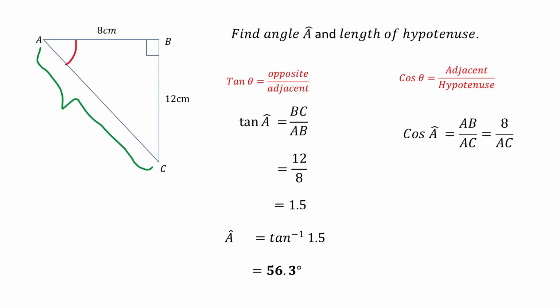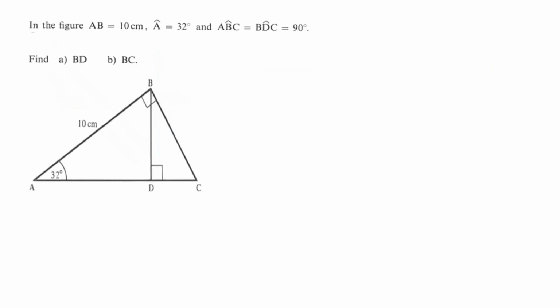Since we know angle A is 56.3, you can type that in the scientific calculator and find the value of cos, which is 0.55. Then you can substitute in the formula and we will get the answer as 14.5 centimeter. That is the AC value. That's how we have to find this. Let's move to the next question.